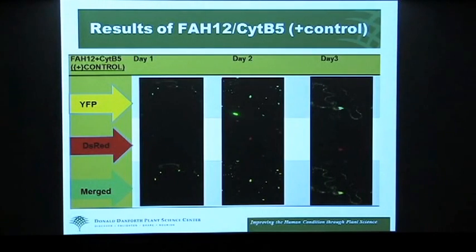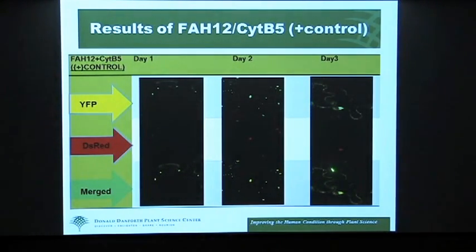So here is a diagram of what a positive reaction will look like using our control. So here, this is our YFP, yellow fluorescent protein, linked to our proteins of interest, our genes of interest, and the DsRed expression vector. And this is what our control looks like when we merge the two together after day one. Day two, the intensity of the interaction is better than day one, and also on day three, the intensity is pretty good.